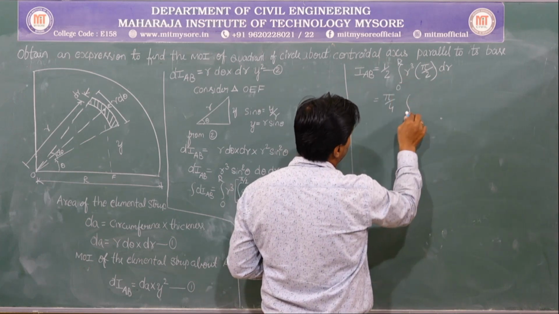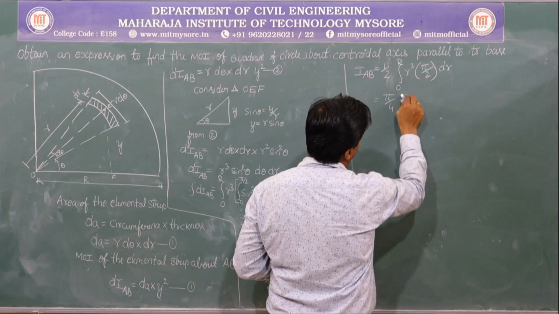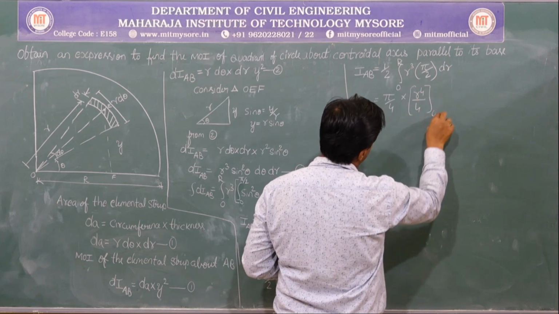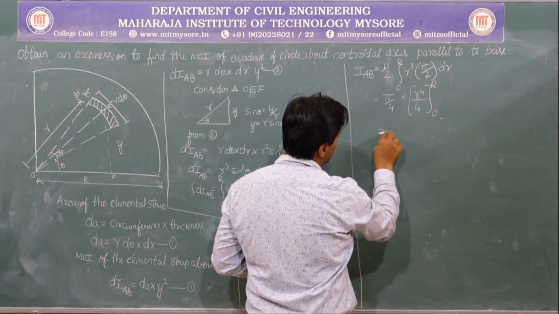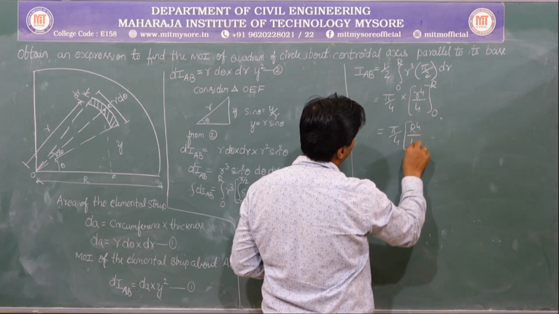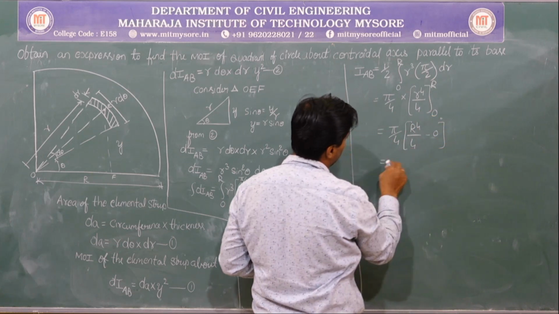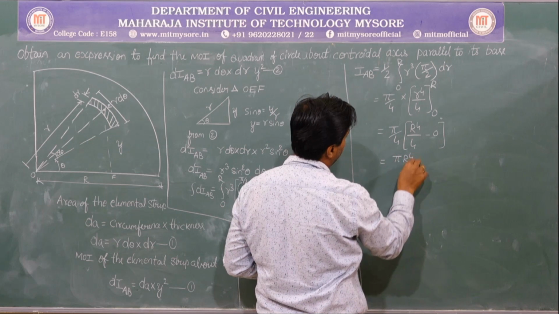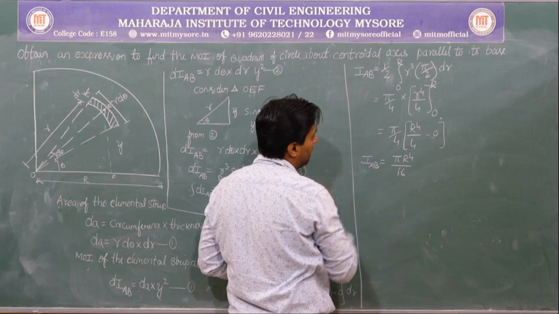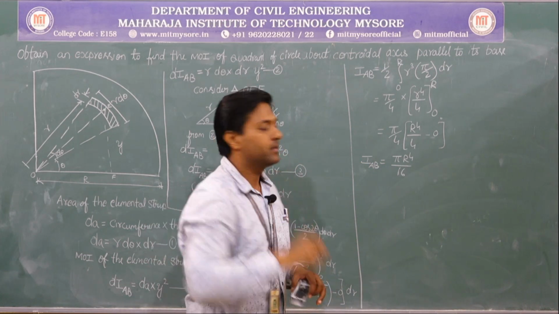Next, integral of 0 to r. Let me integrate this. What is r cube? It is r to the power of 4 by 4 and the limit is 0 to r. So, now it is pi by 4 into r to the power of 4 by 4 at the upper limit. If I apply the lower limit, it will be 0. It is pi r 4 by 16. So, it is IAB, but I want the IXX parallel to the base.